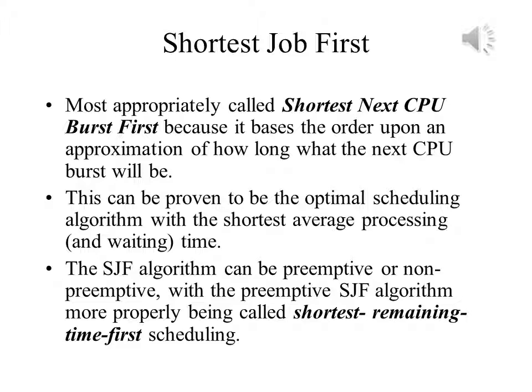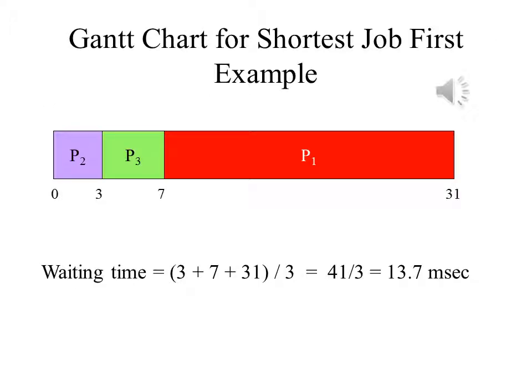This algorithm can work well as a preemptive or non-preemptive algorithm. In the former case, it becomes shortest remaining time first scheduling. Our best case from before is exactly what we get for shortest job first. And this is exactly what we should expect.